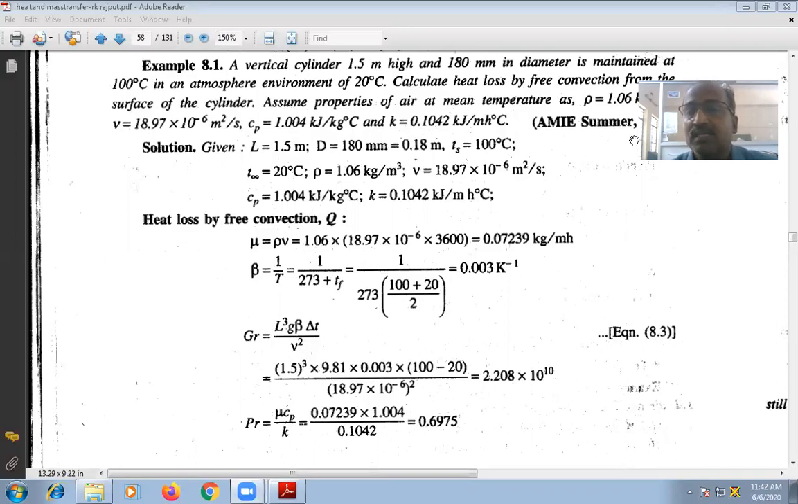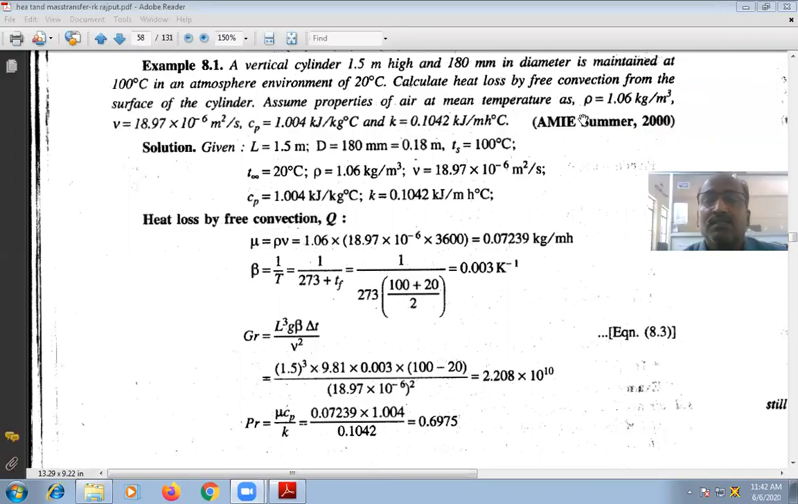And here you can see that, calculate the heat loss by free convection from the surface of the cylinder. Assume the properties of the air at mean temperature. Rho is equal to 1.06 kg per meter cube. Kinematic viscosity, 18.97 into 10 raised to minus 6 meter square per second. Specific heat is given as 1.004 kilojoules per kg degree centigrade and thermal conductivity 0.1042 kilojoules per meter hour degree centigrade. All this for air, it is for the mean temperature.